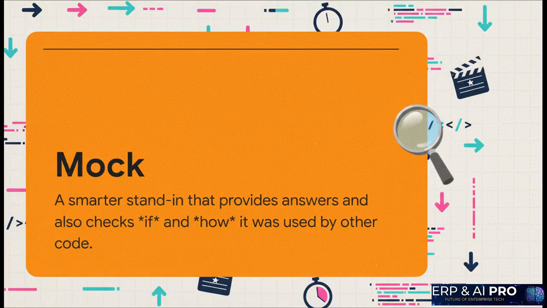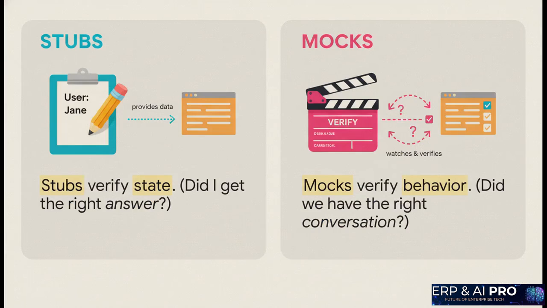Then you have a mock. And a mock is a much smarter stunt double. It doesn't just give out a pre-written answer. A mock also acts like a movie director, kind of watching the scene unfold. It checks if the other code talked to it, how many times it talked to it, and even what it said. The goal here isn't just to provide some data, it's to make sure the right conversation happened between the different parts.